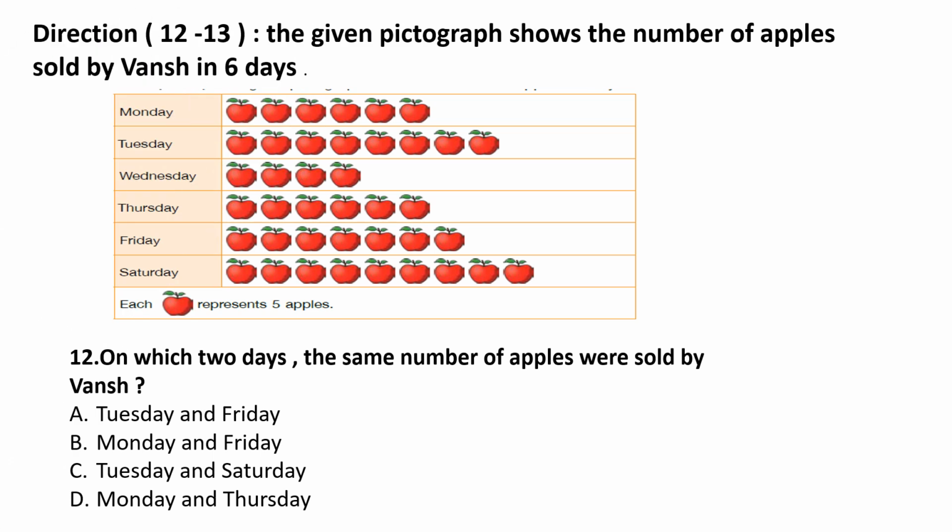Question number 12 to 13. The given pictograph shows the number of apples sold by bunch in 6 days. Question number 12. On which 2 days were the same number of apples sold by bunch? Look at the pictograph and find out on which 2 days number of apples are same. Here on Monday there are 6 apples and 6 on Thursday. So answer is Monday and Thursday he sold same number of apples. Option D is our answer.